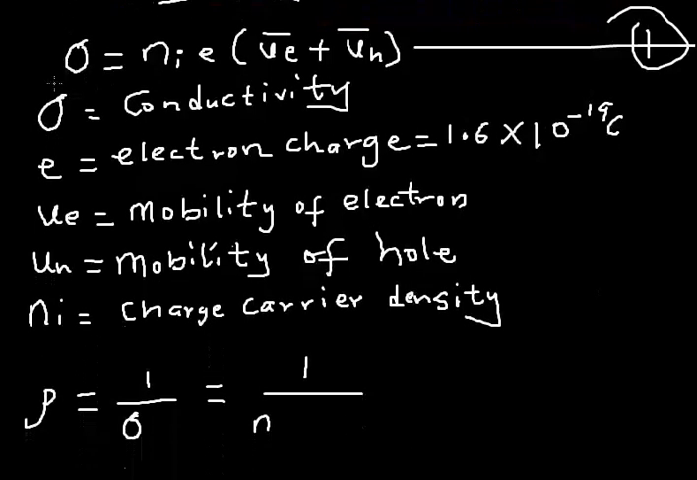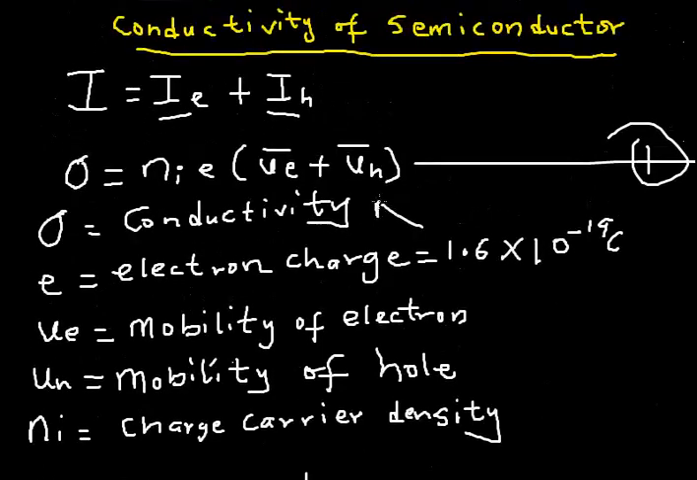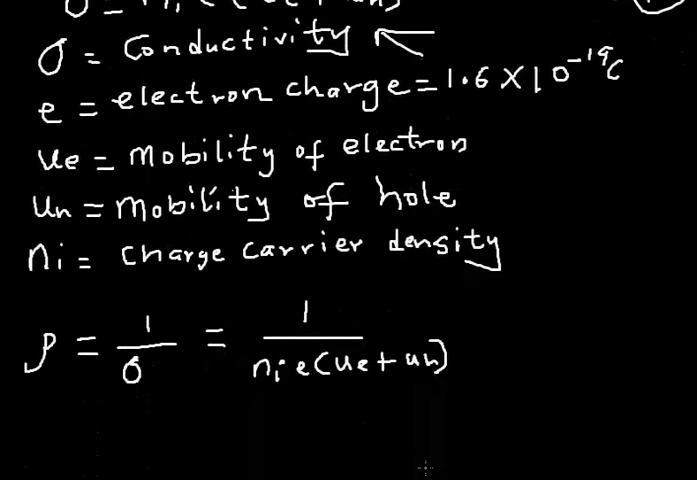As I was saying, if we want to get the resistivity, that's going to be 1 over n_i e (μ_e + μ_h), and that is the end of the story. We will definitely apply this formula and solve questions on it. But before then, we're going to talk about the types of semiconductor, and that will be in the next video. All right, see you in the next video. Thank you very much.